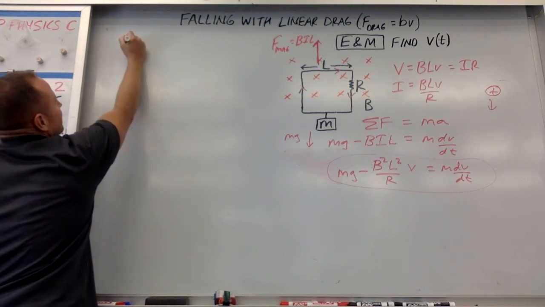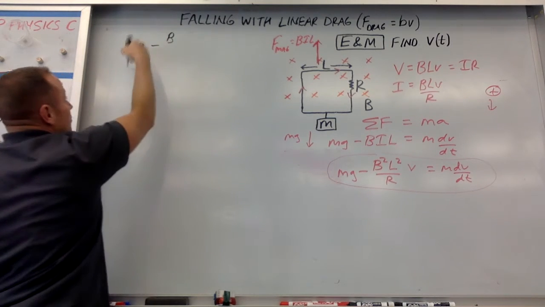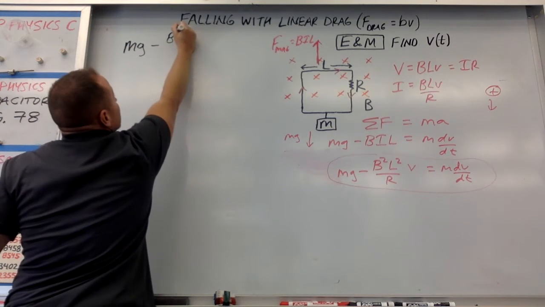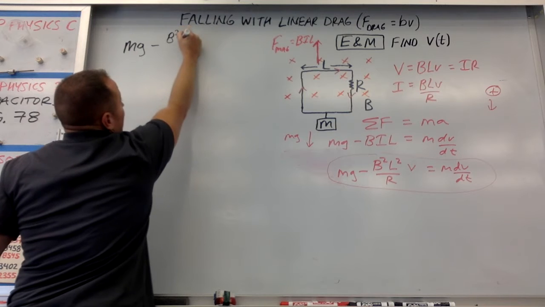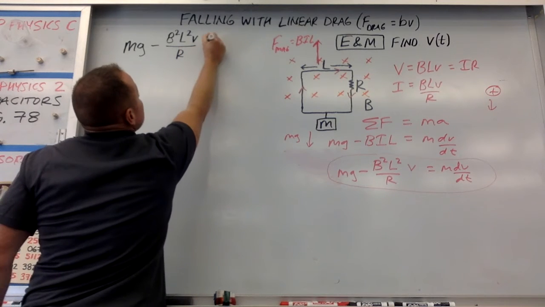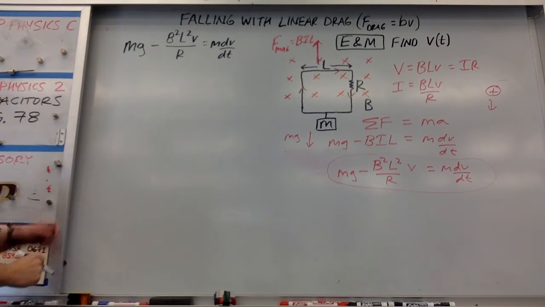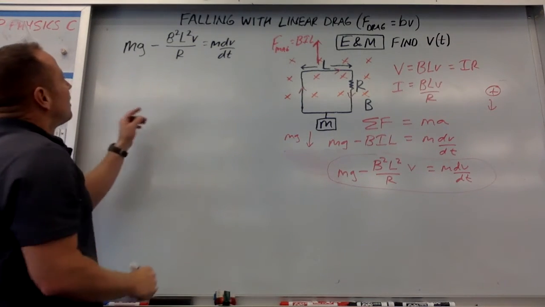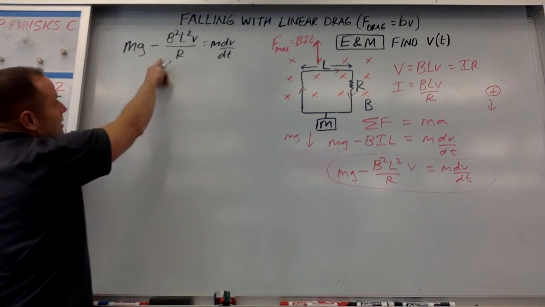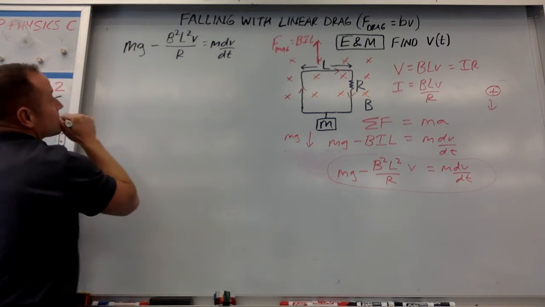I'll just do it over here so there's a little more space. Just going to recopy it real quick. So what you have is the force downward, mg, accelerating it downward, and then resisting that falling downward is this drag force, B squared L squared V over R, and that equals m dv/dt. So this is the differential equation we're trying to solve. We just need to separate the variables and integrate. My own style is I like to clear the coefficient on the thing that I'm looking for. So what I'm going to do is divide everybody by minus B squared L squared over R.